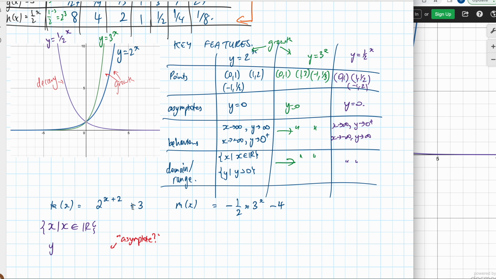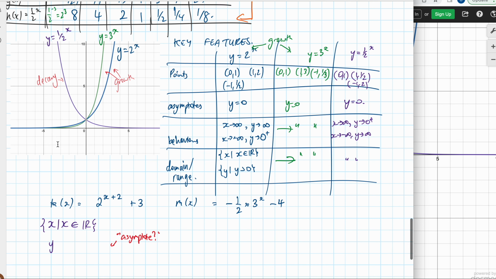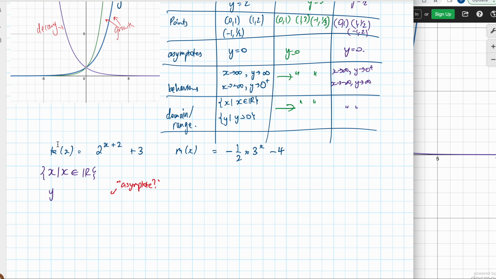However, there is a plus 3. So therefore, the whole graph is going to move up 3, and this includes the asymptote. So we know that the asymptote is going up 3. So therefore, we can now answer this question that y must be greater than 3 now, right? Because the graph has gone up 3. Therefore, the asymptote y is equal to 3.